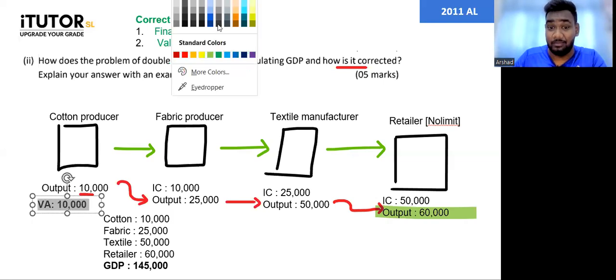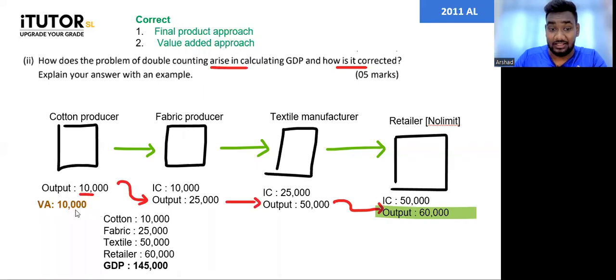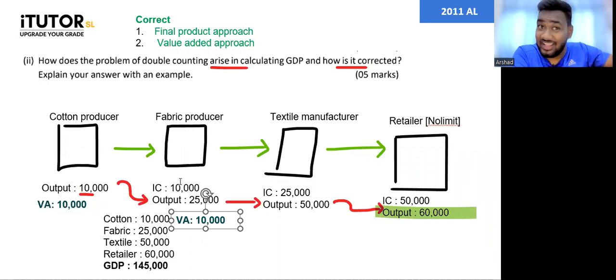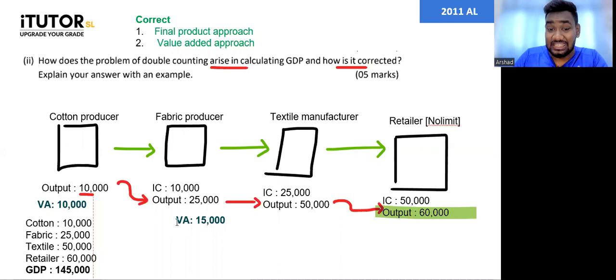Can you give me a number? What do you all think? The fabric producer is producing an output of 25,000. But to produce that output of 25,000, he is using 15,000 of intermediate consumption. So how much is his value addition? What is the new value that he is adding? 25 minus 15, he is making a contribution of 10,000.